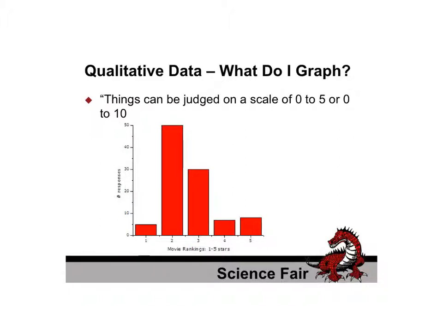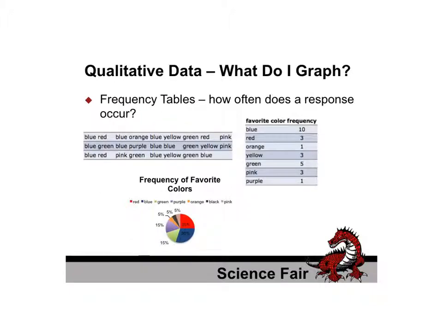Another way is to rank something on a scale of 0 to 5 or 0 to 10, or in this case it's 1 to 5 stars, and then they counted how many people gave them 1 to 5 stars. And so that's another way that you can use qualitative data, where maybe you have the bubbles in a chemical reaction and you can rank those on a 0 to 5 scale. Okay.